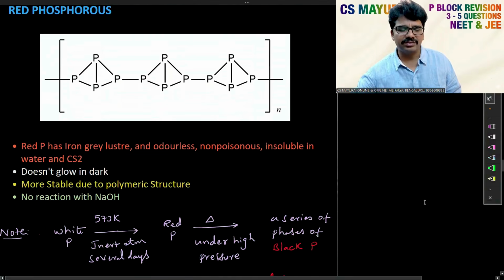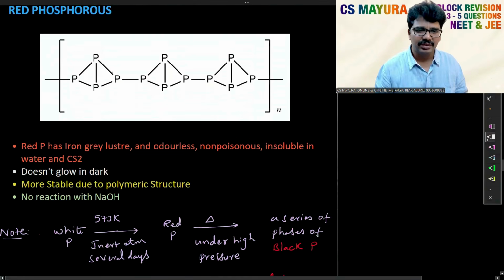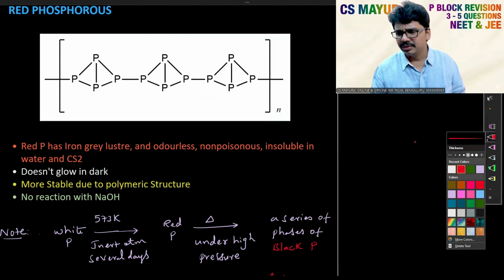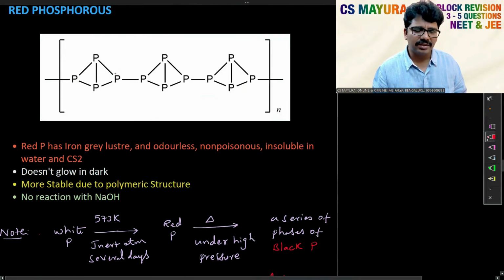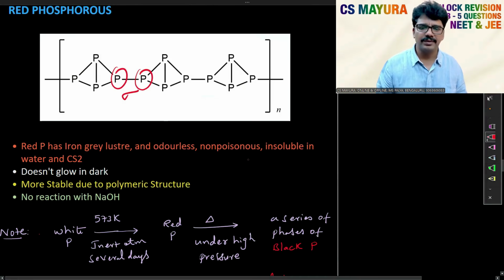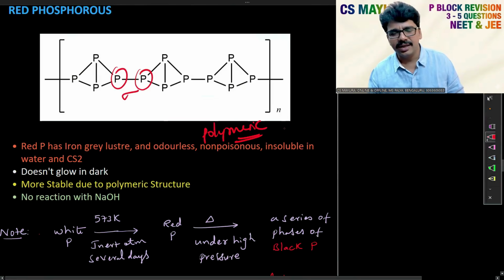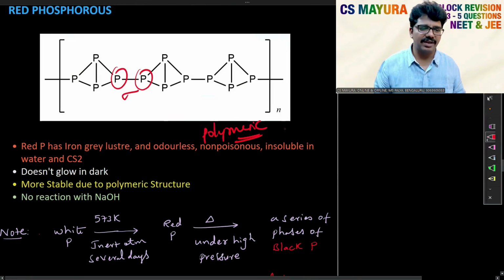Now, I'm coming to red phosphorus. Here, in red phosphorus, one unit of the tetrahedral structure, one unit of phosphorus, is combined with another phosphorus through a sigma bond. So it has a polymeric structure. Because of the polymeric structure, it is stable and less reactive compared to white phosphorus.